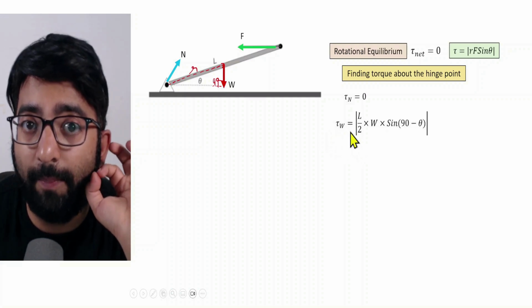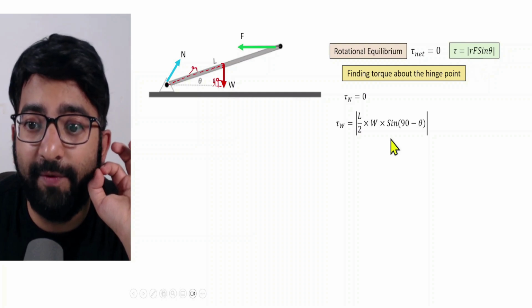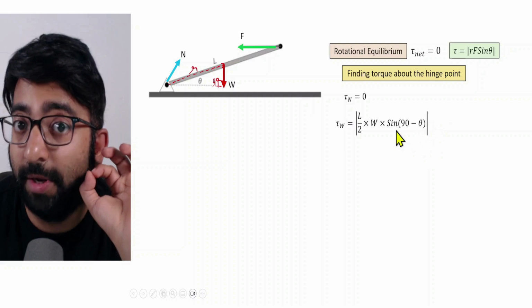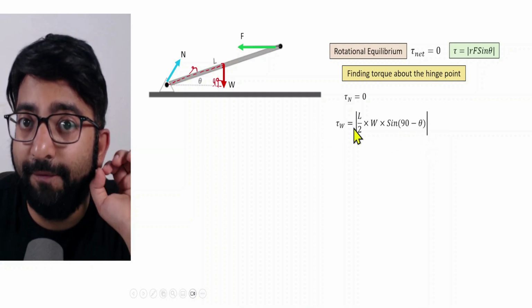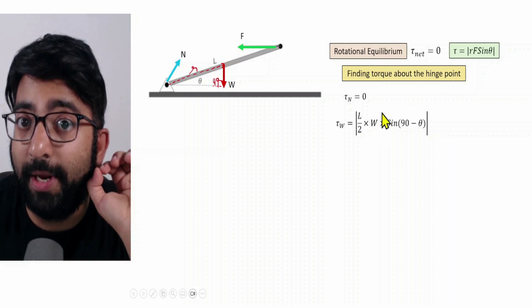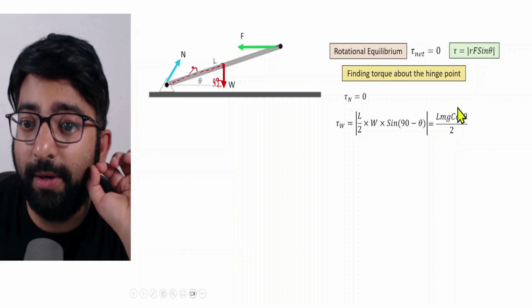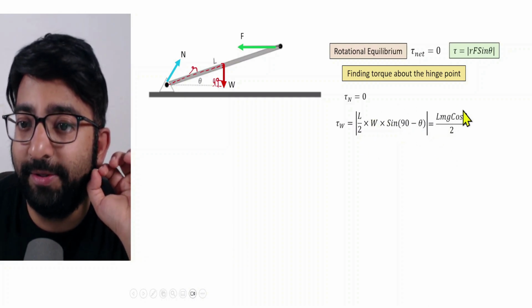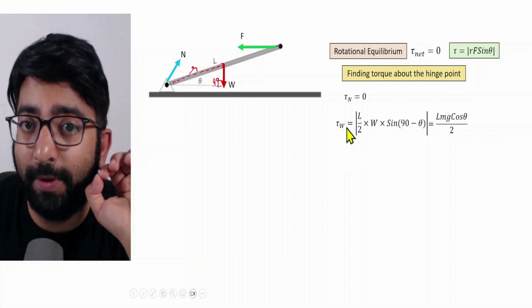So torque due to W will be equal to L by 2, which is R. The value of F is W, and the angle is 90 minus theta, which we have established. Now, sine 90 minus theta is actually cos theta. So if we simplify this, and also let's put W as equal to mg, the expression will be L mg cos theta by 2. So W is mg and sine 90 minus theta is cos theta. So this is the expression for torque due to the weight of the beam.